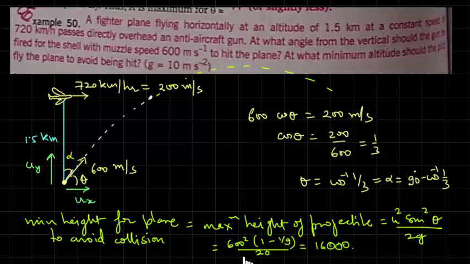So this can be written as 600 square times (1 minus 1 by 9) by 20, which is 16,000. So this implies that alpha is 90 minus 1 by 3.